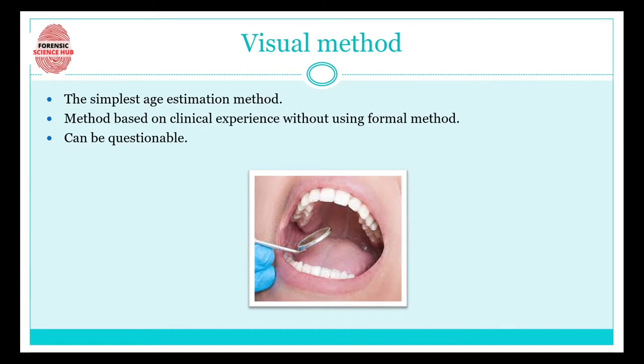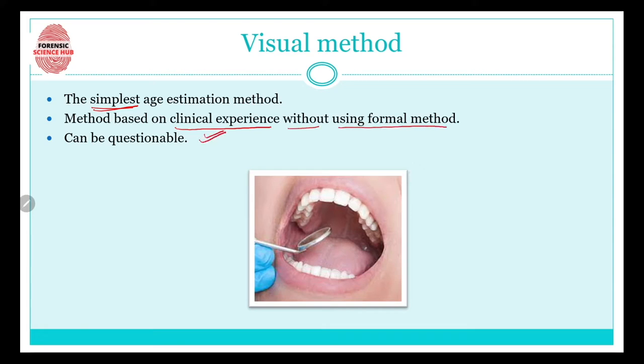First is the most basic or the simplest one, that is visual method, in which we simply visualize the teeth carefully and study the teeth and then we try to give an estimate age of that person. So this is the simplest age estimation method. This method is based on clinical expertise without using any formal method.